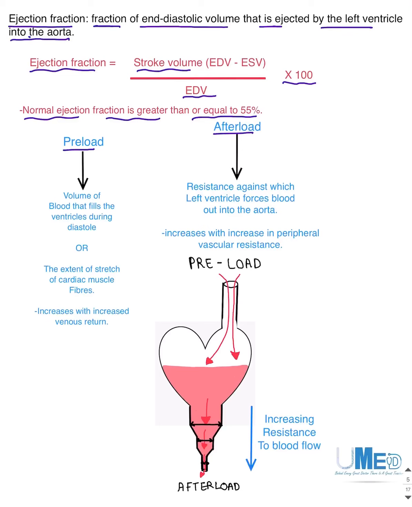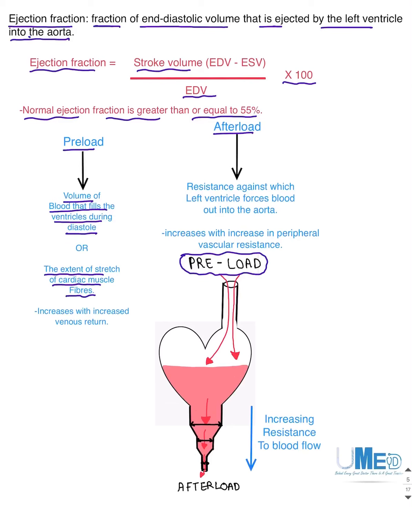So how do we define preload? Preload is the volume of the blood that fills the left ventricle during diastole. What happens is that the heart is loaded with blood, right? So the volume of the blood that is filled into the left ventricle during diastole is the preload. In some books, the preload is defined as the extent of the stretch of cardiac muscle fibers.